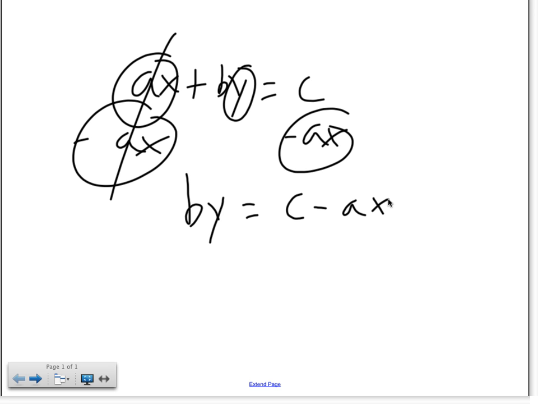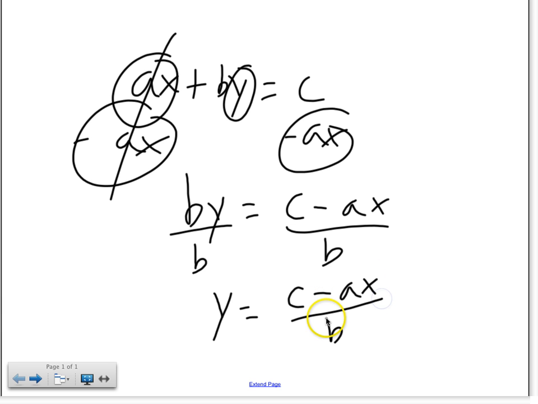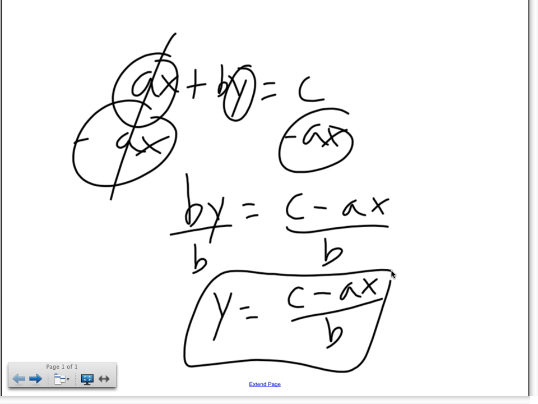How do I solve for Y now? Divide. There you go, because B is a part of a term. To get rid of it, I do the opposite operation, so I divide both sides. And so, my final result is Y equals to that. And I am done. I just solved for a specific variable.